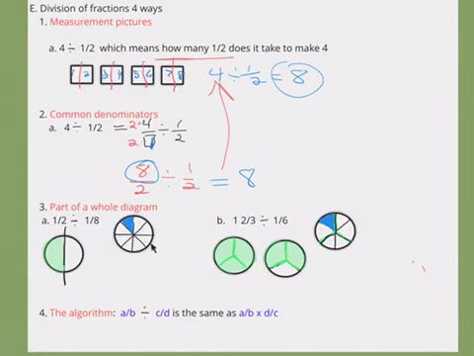I'm going to think about what an eighth looks like, and I can see in my picture here that an eighth is just a little piece, but I wanted to fill in the half portion. Because I have my circle divided up into eighths, I can see that it's going to take 1, 2, 3, 4 of those eighths to make up a half. So 1/2 divided by an eighth is going to equal 4.